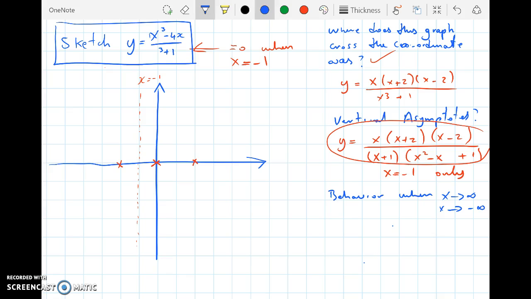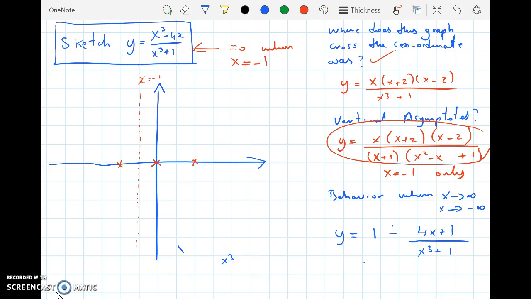But let's imagine you don't see that, and we are looking at just a process for doing it. Long division will help us. I think if we do a long division of x cubed plus 1 into x cubed minus 4x, that becomes 1. Then we'll get x cubed plus 1. We've got to be careful with coefficients here. The remainder is minus 4x minus 1. So that makes this y equals 1 minus (4x plus 1) over x cubed plus 1.